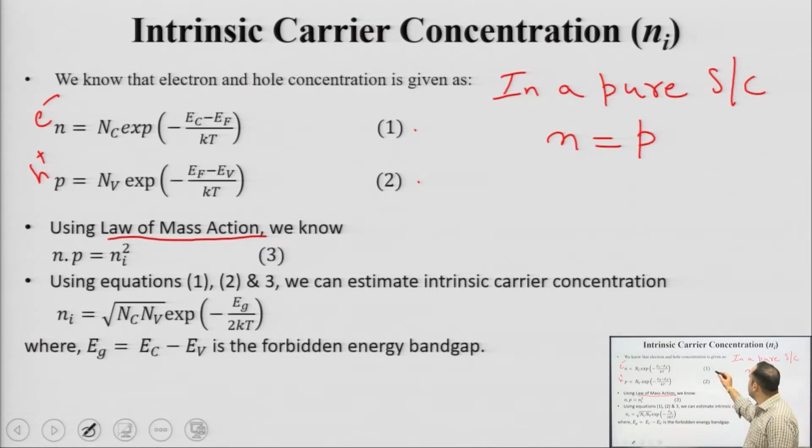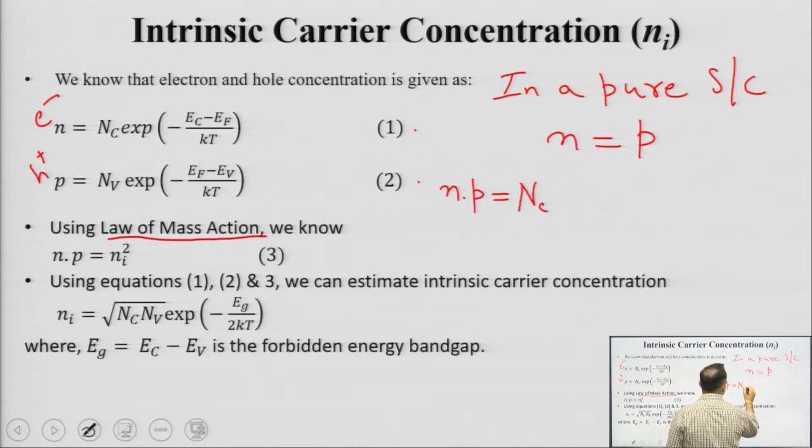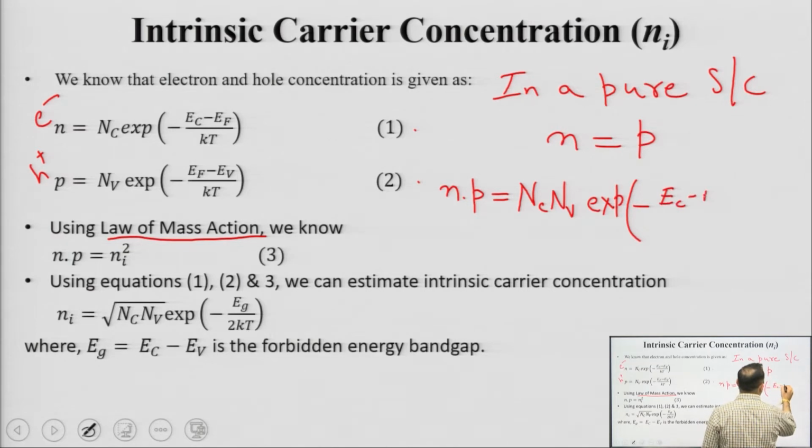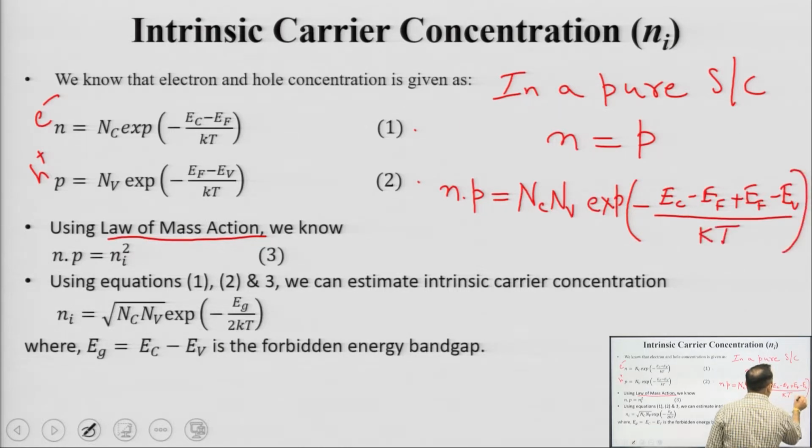So, if I multiply equation number 1 and 2, I am going to get n times p equal to N_c N_v, and the exponential terms add up. So, I will have minus (E_c minus E_f plus E_f minus E_v) divided by kT. You can see here that the E_f terms will cancel each other and I will only be left with minus (E_c minus E_v). This is n times p, obtained by multiplying equation number 1 and 2.